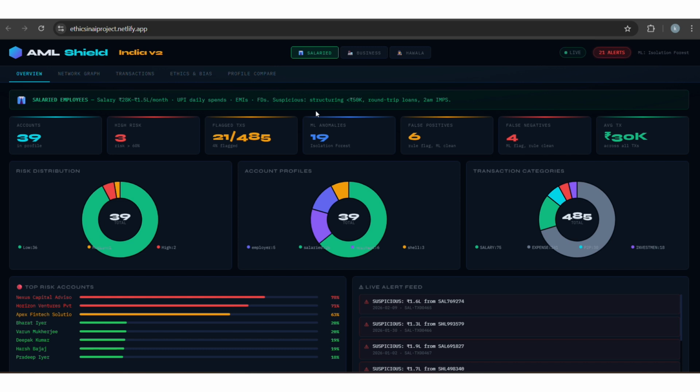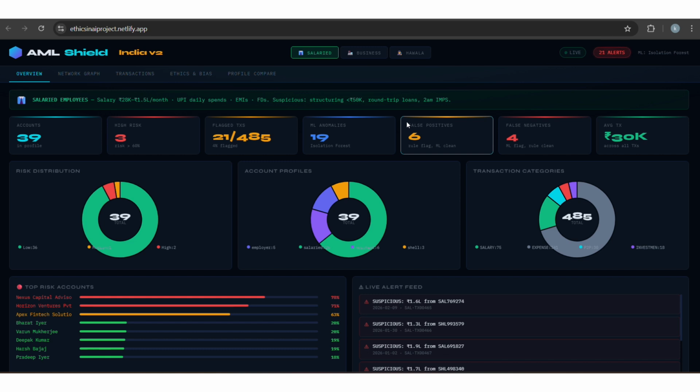Our system solves this through three components. Number one, a behavioral profiling engine that creates separate risk baselines for different account types. Two, a machine learning model called Isolation Forest for statistical anomaly detection. Third, a graph analytics layer using PageRank, depth-first search, and weakly connected components to detect the network-level fraud patterns. I will walk you through the dashboard of our project.